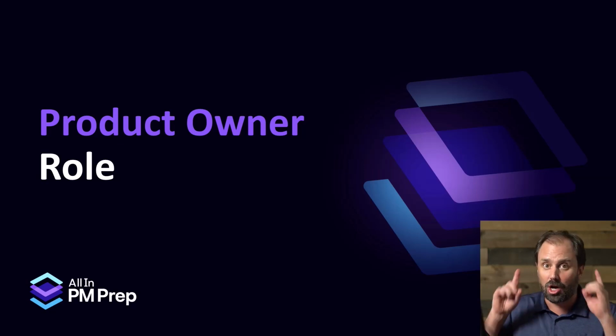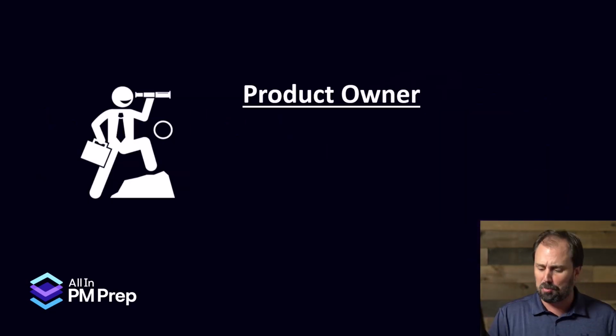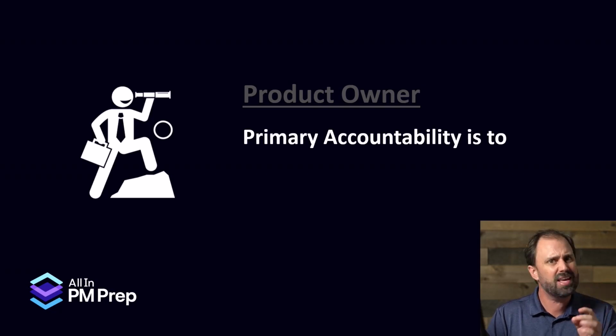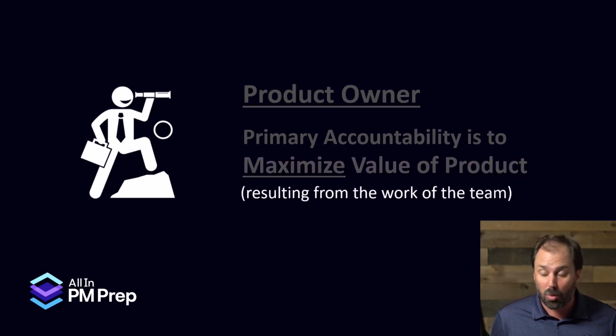In this video, we're going to talk about the product owner role. Now, the product owner's primary accountability, and accountability is the right word, is to maximize the value of the product for the customer. And the way they do that is to get the team to complete the work.